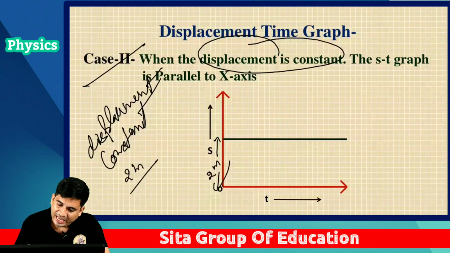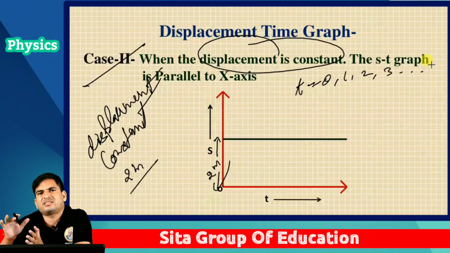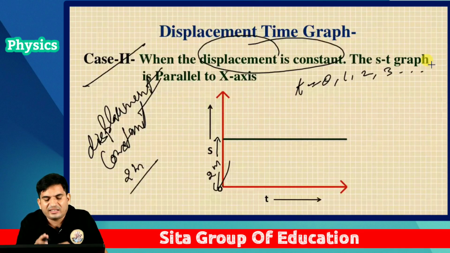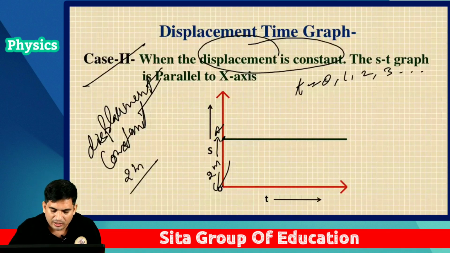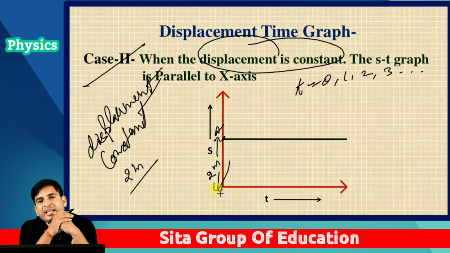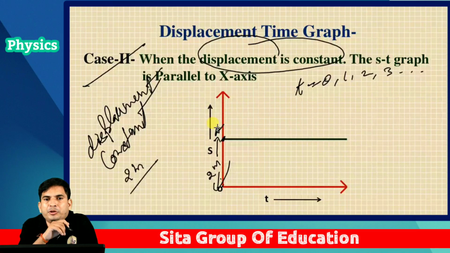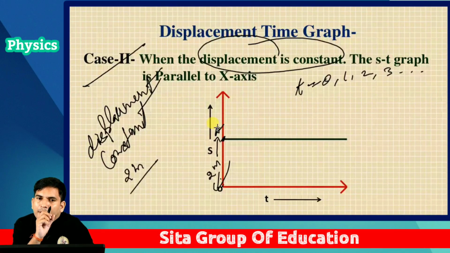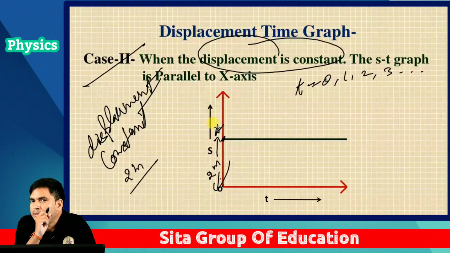Time passes. Time is 0, 1, 2, 3, 4. In this way, time passes. But your position at the same point, suppose that is A. At this point, you moved a little bit, but after that, you have stopped your journey. It means after covering this distance, this displacement, you have stopped your journey. A constant displacement you have covered. After that, you have stopped your journey.